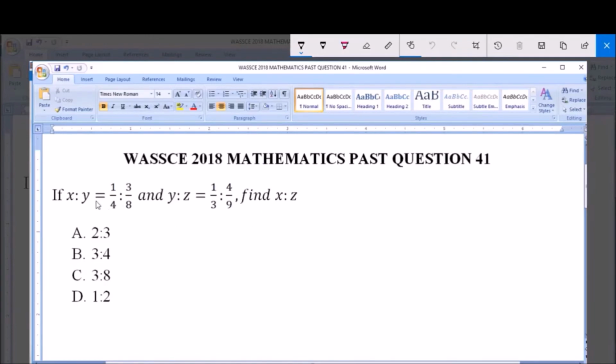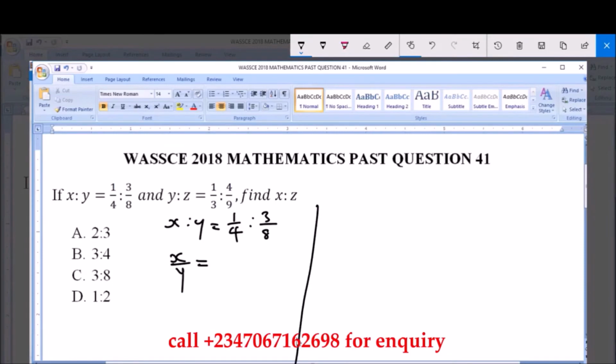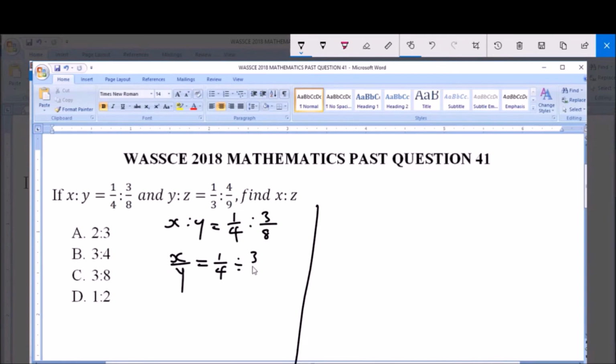Now, we're given that x ratio y is equal to 1 over 4 ratio 3 over 8. Now x ratio y is the same as saying x over y is equal to 1 over 4 divided by 3 over 8. Now this will give us 1 over 4 multiplied by 8 over 3. Now 4 into 8 gives us 2. So we have that x over y is equal to 2 over 3.